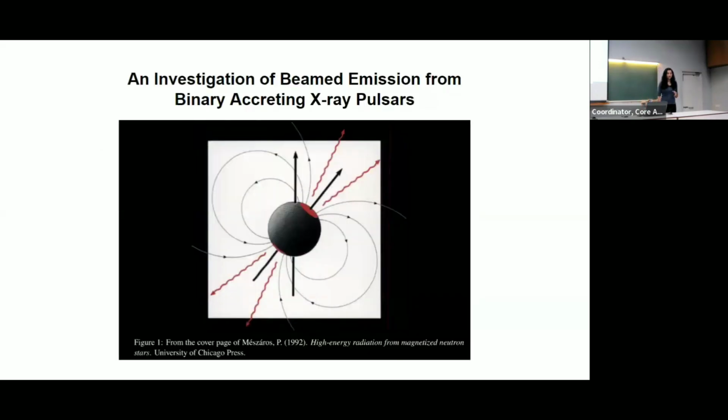The title of my thesis was initially proposed to be an investigation of polarized emission from accreting binary X-ray pulsars, but depending on the kind of work which was done over the past few years, there will be a slight change in the title. Polarized is replaced by beamed emission, with the focus being on the pulsar beam, and I've interchanged accreting and binary, so it will now be binary accreting X-ray pulsars.